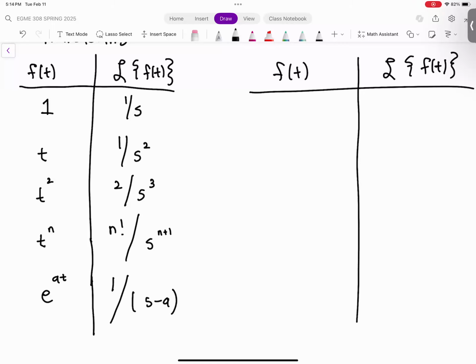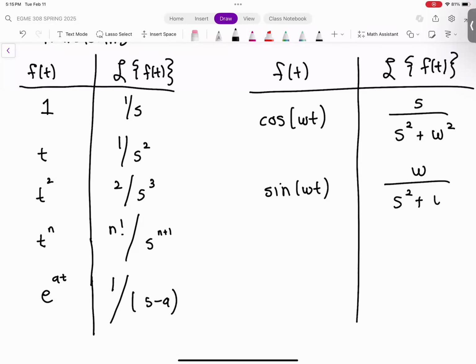All right, another common one that you're going to find is cosine. So the Laplace transform of cosine omega t is s divided by s squared plus omega squared. Sine omega t, its Laplace transform is omega over s squared plus omega squared.